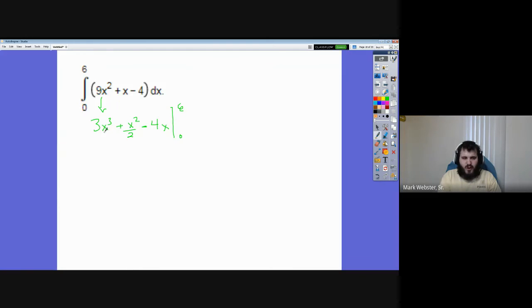So 3 times 6 cubed. 6 cubed is 216. 4, 6. So this is 648 plus 6 squared, 36, divided by 2, 18, minus 4 times 6 is 24, and minus this whole thing is 0, right? This whole part, I plug in 0 for any of these, I get 0. So again, don't do too much. You're allowed to do what is simple and easy.